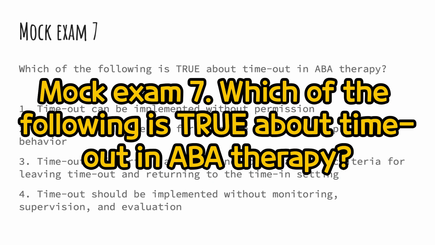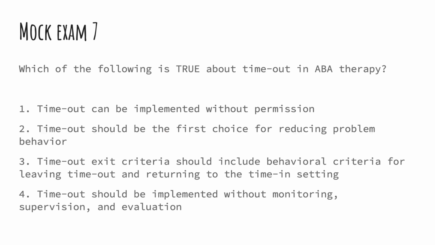Mock exam 7. Which of the following is true about timeout in ABA therapy? 1. Timeout can be implemented without permission. 2. Timeout should be the first choice for reducing problem behavior. 3. Timeout exit criteria should include behavioral criteria for leaving timeout and returning to the timing setting. 4. Timeout should be implemented without monitoring, supervision, and evaluation.